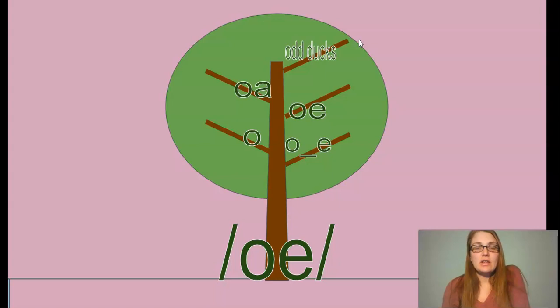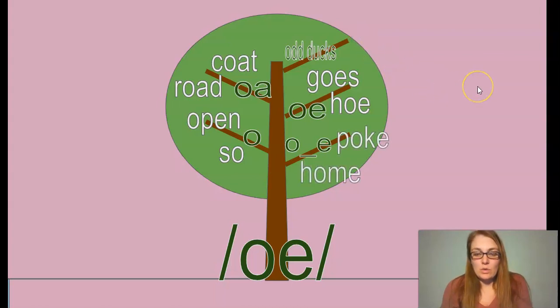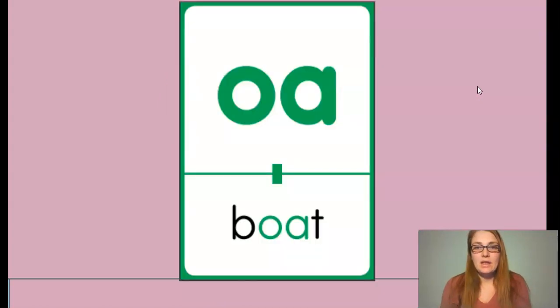Okay, so here is again our O tree with O-A, coat and road, O, like open and sew, O-E, like goes and hoe, and O-space-E, like poke and home. Our new sound spelling for today, O-A, like in the word boat. Here's the sound spelling card on the screen.